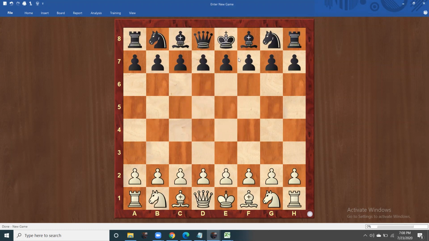So let's learn how to set up these pieces first. These are white pieces, these are black pieces. On the chessboard you have 32 white squares. Total squares are 64, so you have 32 white squares and 32 black squares, and you have 16 white pieces and 16 black pieces.